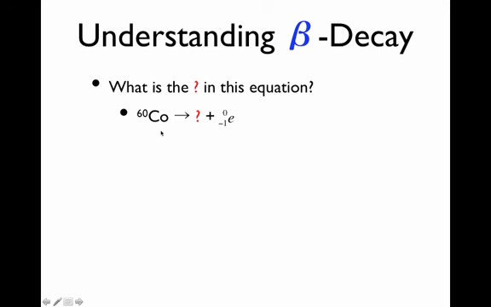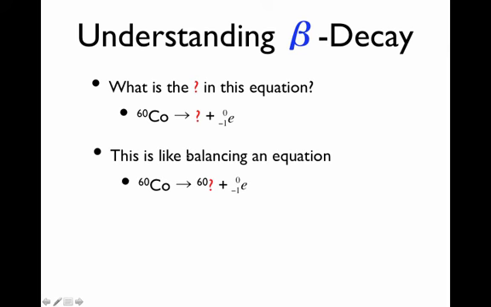So here we have cobalt-60. It will eventually spit out an electron and turn into something else. The question is, what something else does it turn into? Well, as I mentioned in the previous slide, this is kind of like balancing an equation. The weights of everything that we start with on the left have to equal the weights of everything that we end up with. Well, how much does everything weigh on the left? Everything on the left has a mass or a weight of 60 Daltons. That means everything on the right has to weigh 60 Daltons as well.